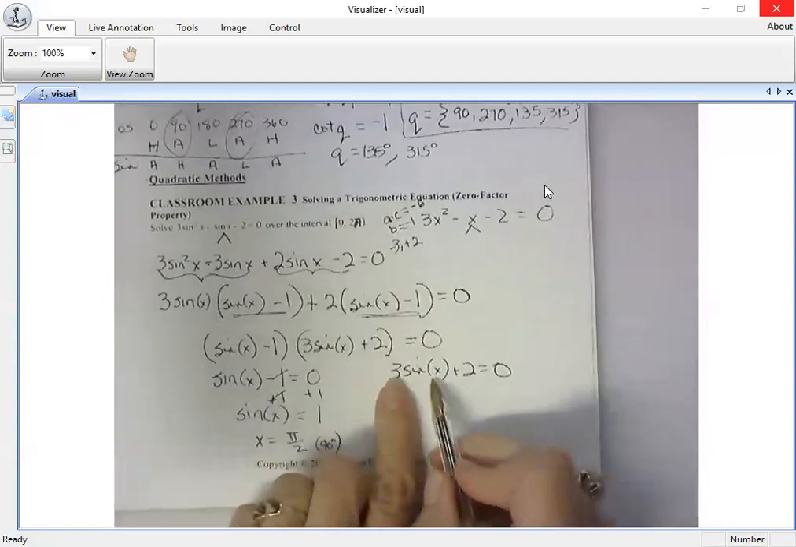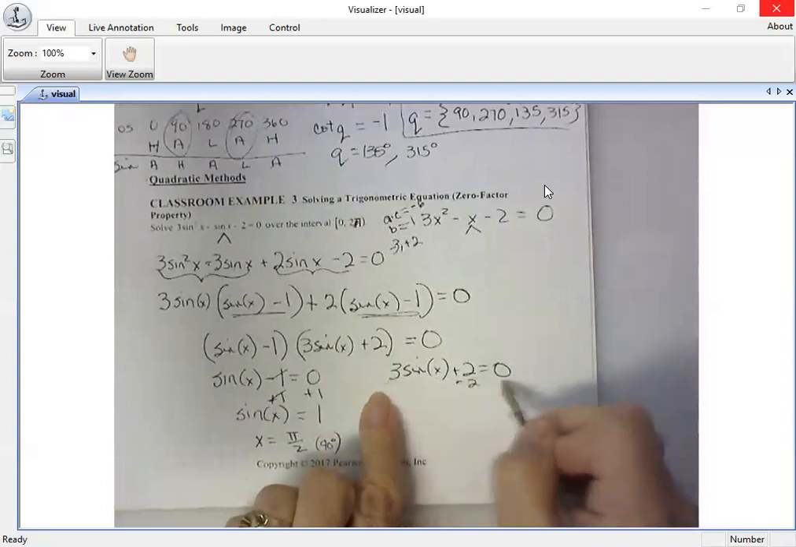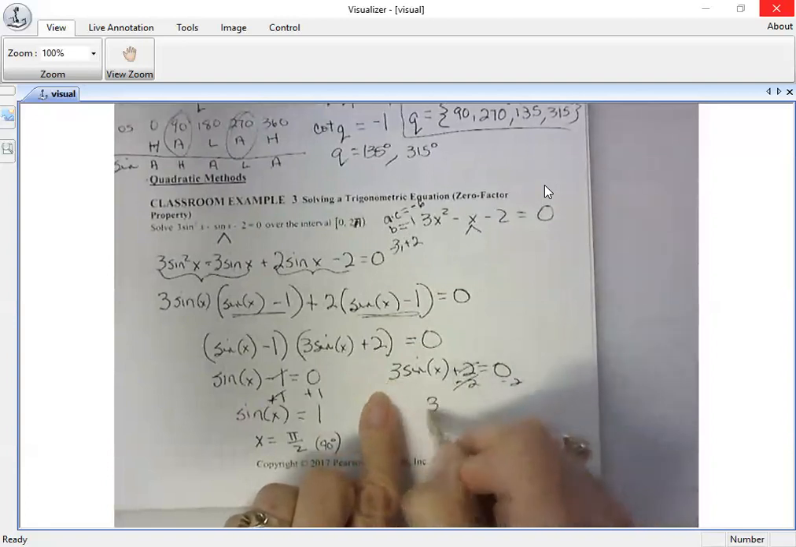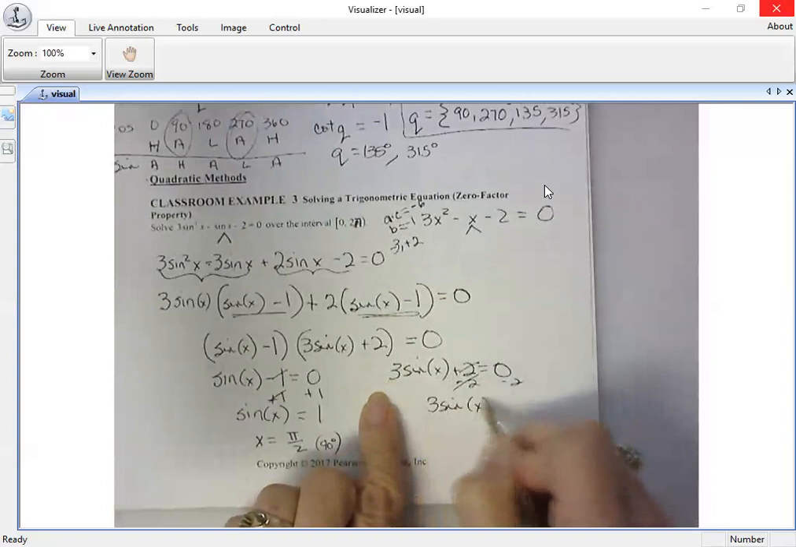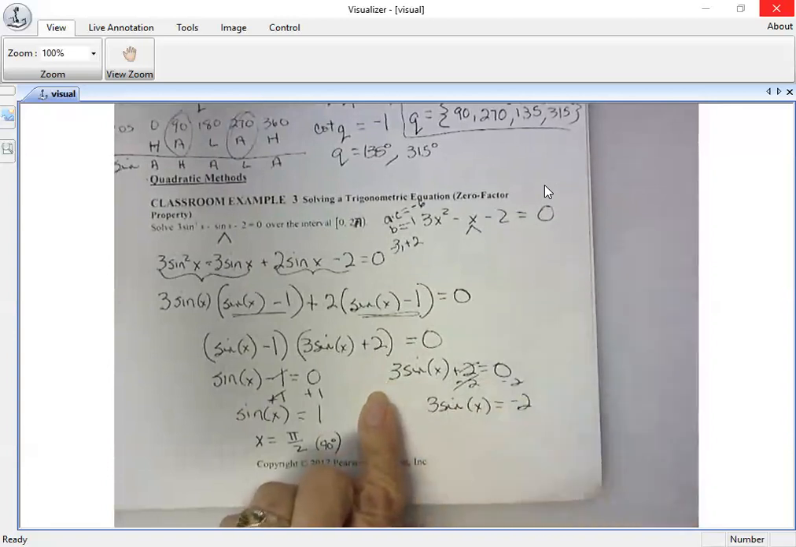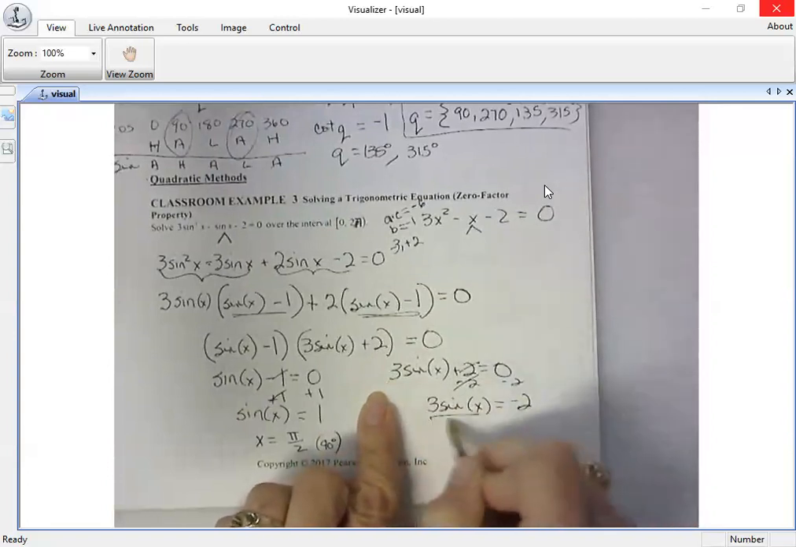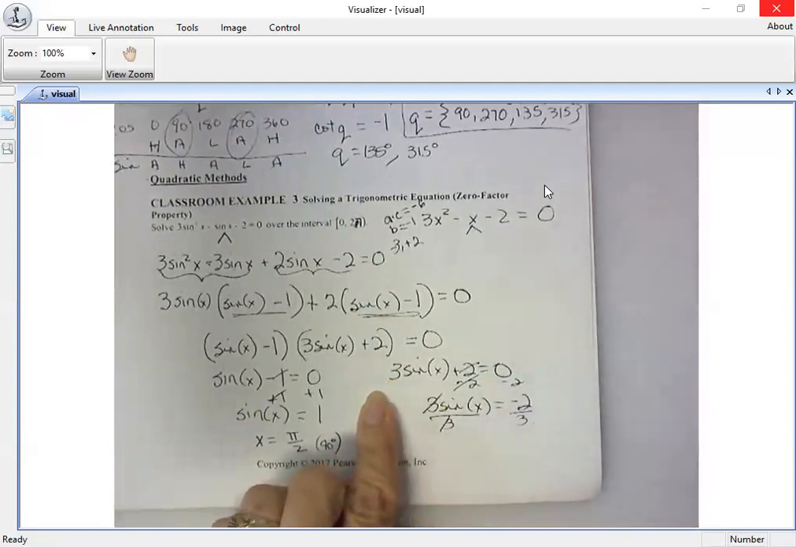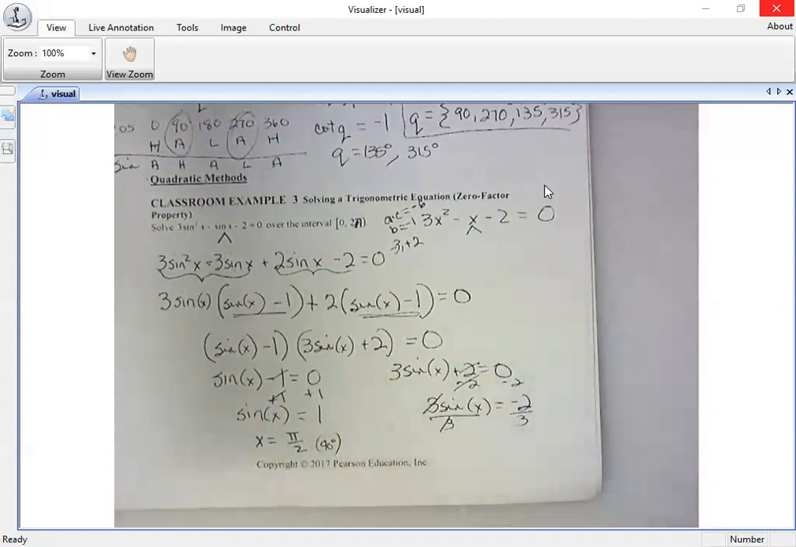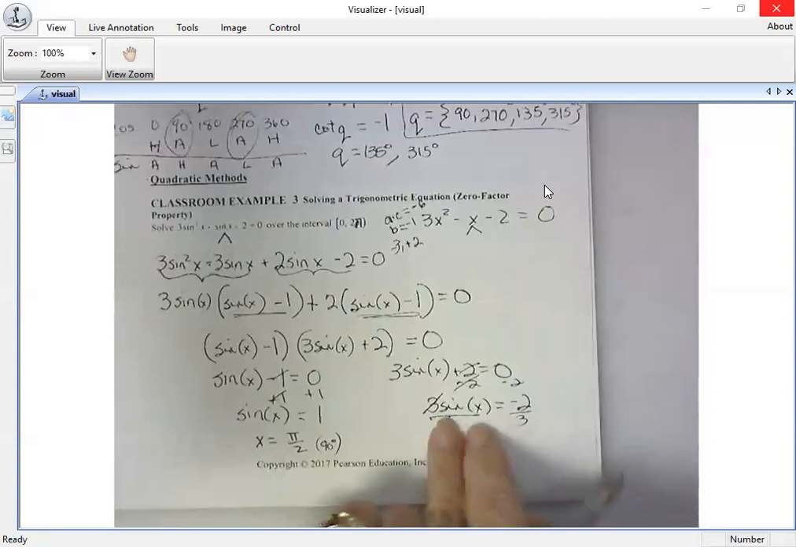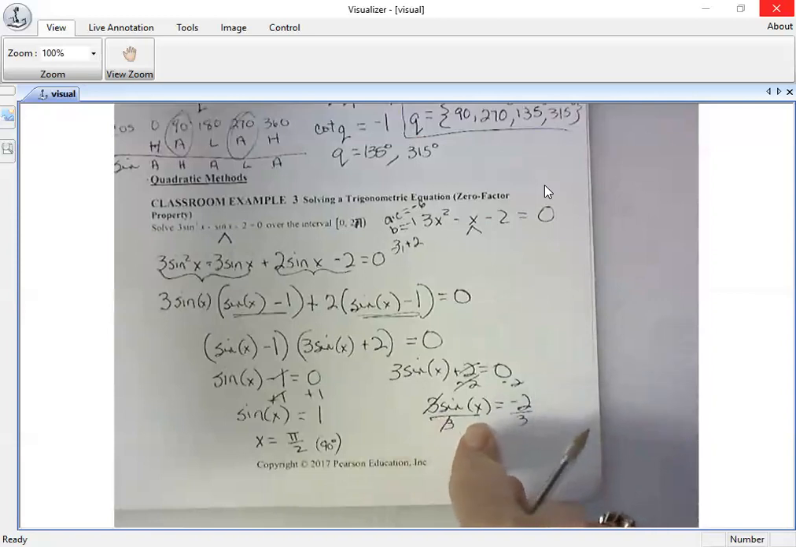Now, what would we do with this one? Subtract 2. And I get 3 sine of angle x equals negative 2, and then do what? Divide by 3. Good. So the sine of angle x is equal to negative 2/3. Now, that doesn't sound like a special right triangle, does it? So if it's not a special right triangle, how are we going to find what the angle measure would be?